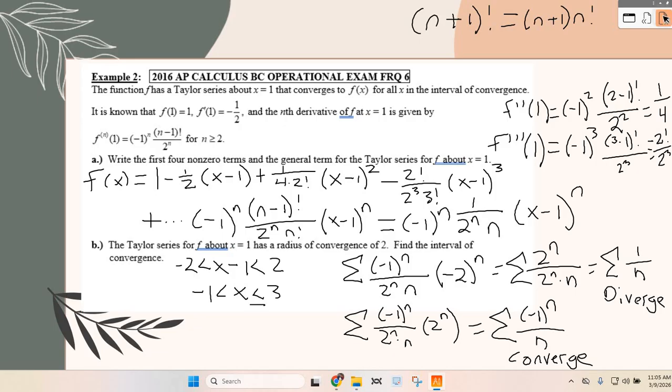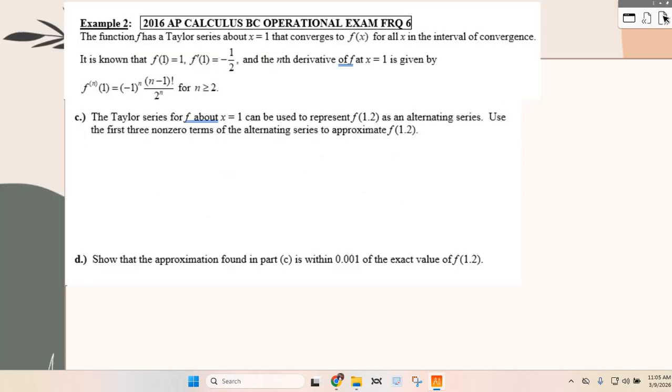Alright, so we got C and D, but they're pretty fast. Same prompt, so you don't have to rewrite that. It says the Taylor series for f about x equals 1 can represent f of 1.2 as an alternating series. Use the first three non-zero terms of the alternating series to approximate f of 1.2. Luckily, we already found that basically. So what are we technically finding here? A Taylor polynomial, so P sub 2. So I'm just going to use the first three.